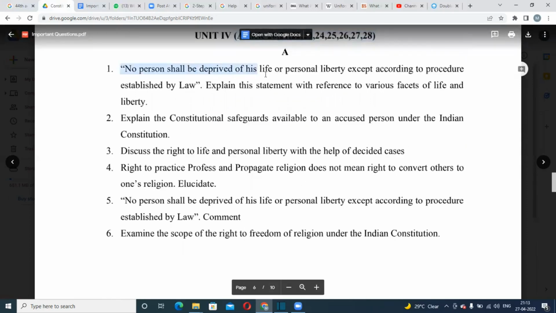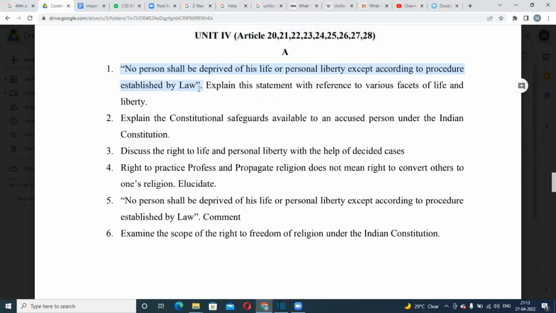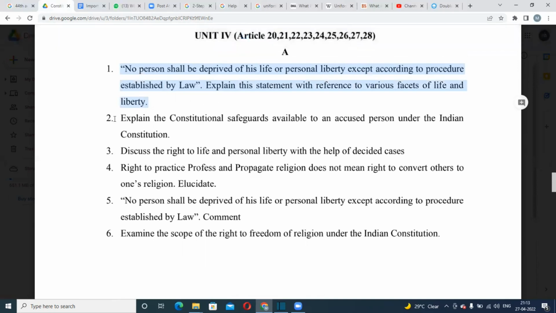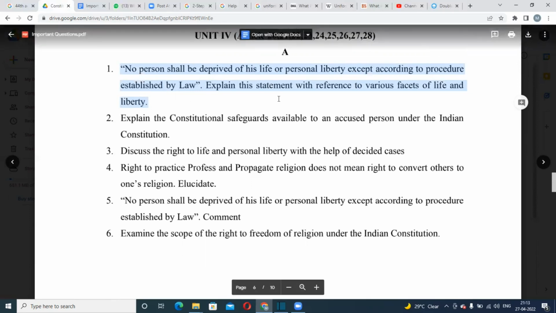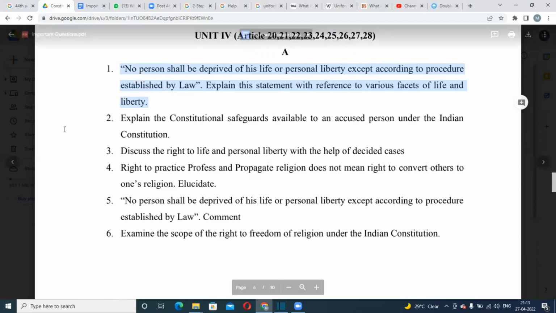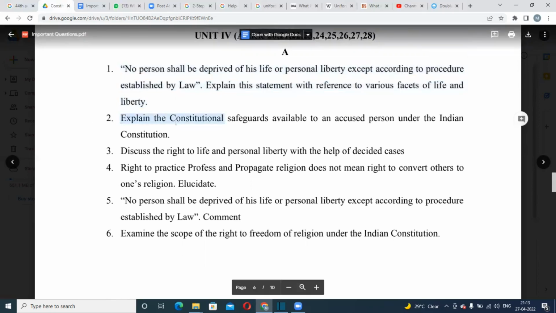No person shall be deprived of his life or personal liberty except according to procedure established by law. Article 21. Explain the statement with reference to various facets of life and liberty. What all things are protected by way of different judicial interpretations, how Article 21 was extended, its scope was extended, that we need to write here.